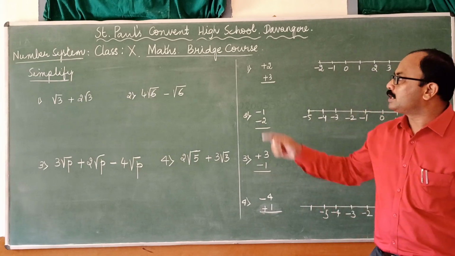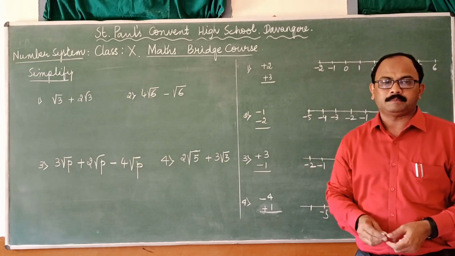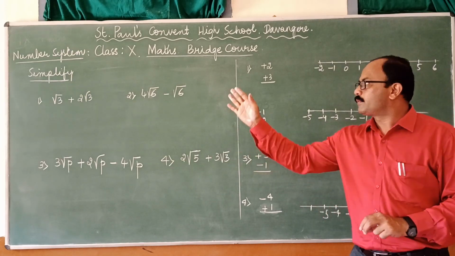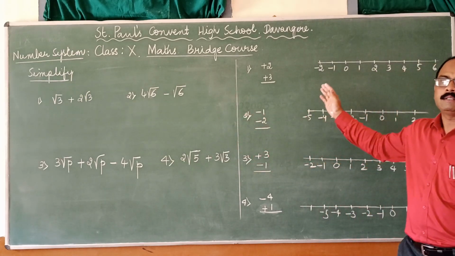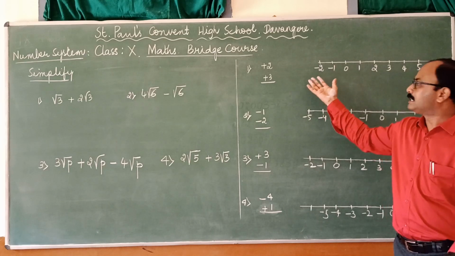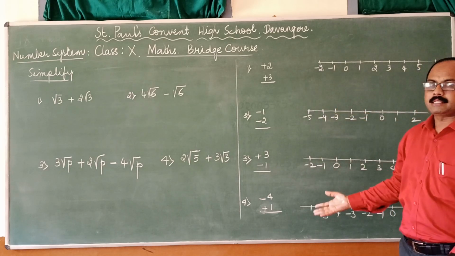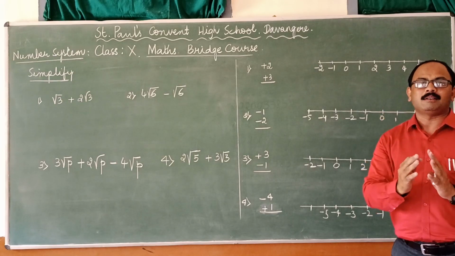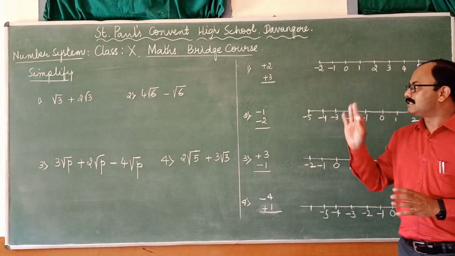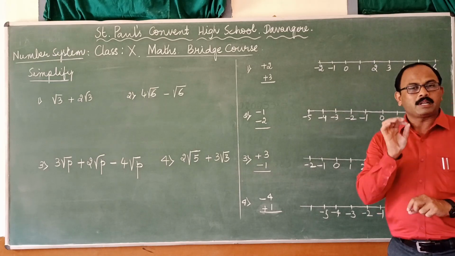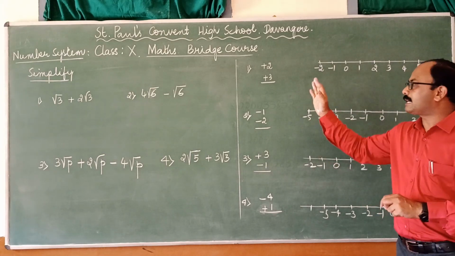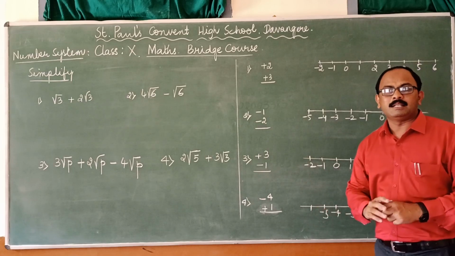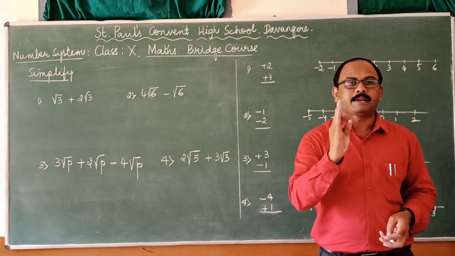Children, before we go to the simplification part, I have taken the addition and the subtraction part. Before we go for that, let us check whether we are able to place the correct sign. The most important part of arithmetic is this, children. If you are able to give the correct symbol, correct sign, then you have learned 75% of arithmetic, children.